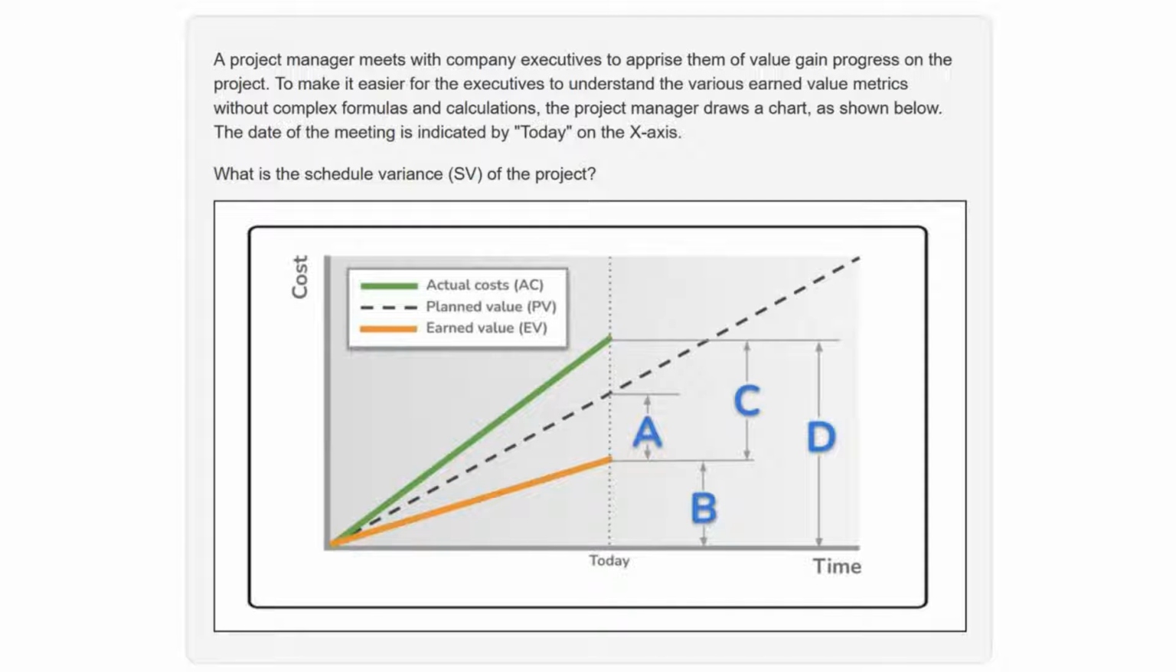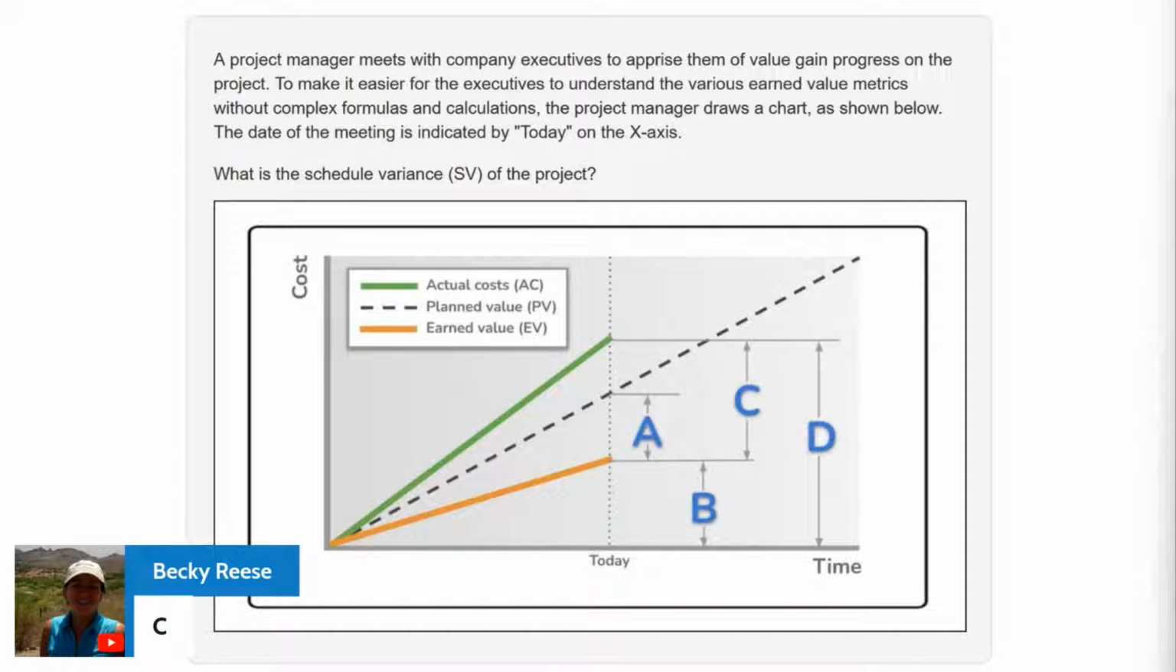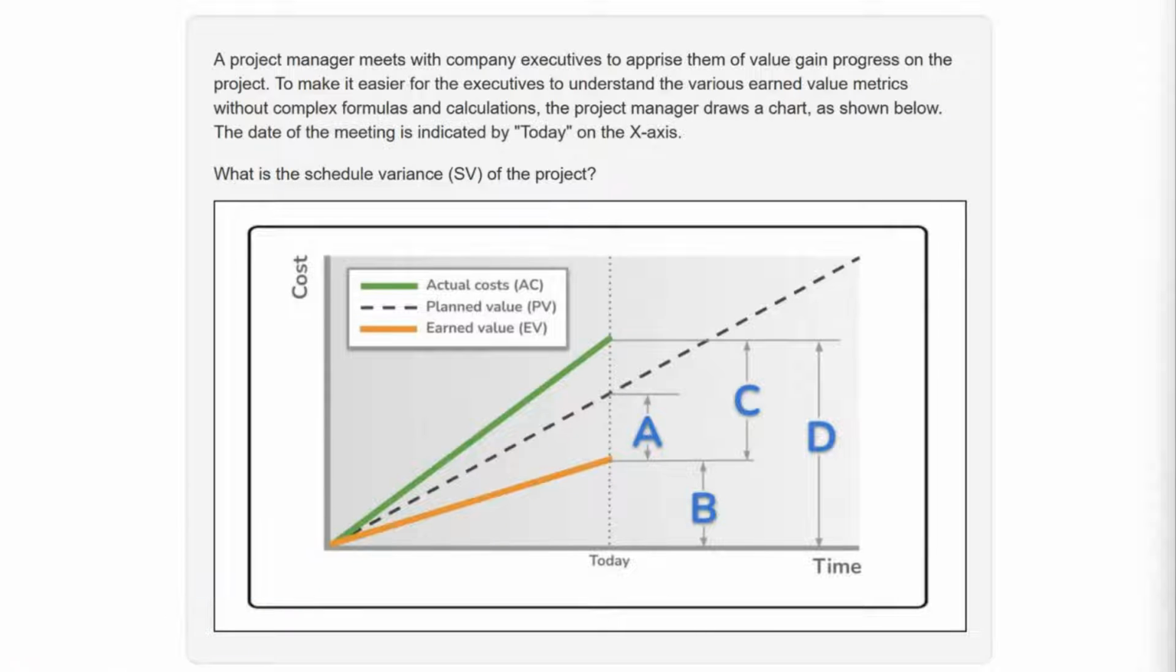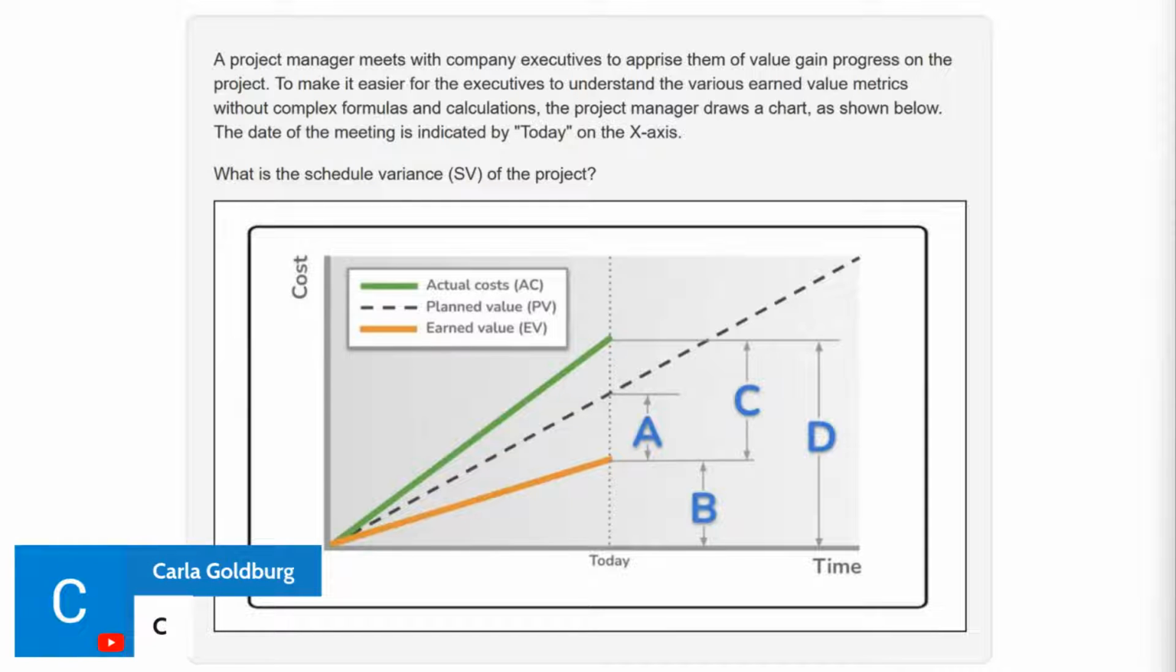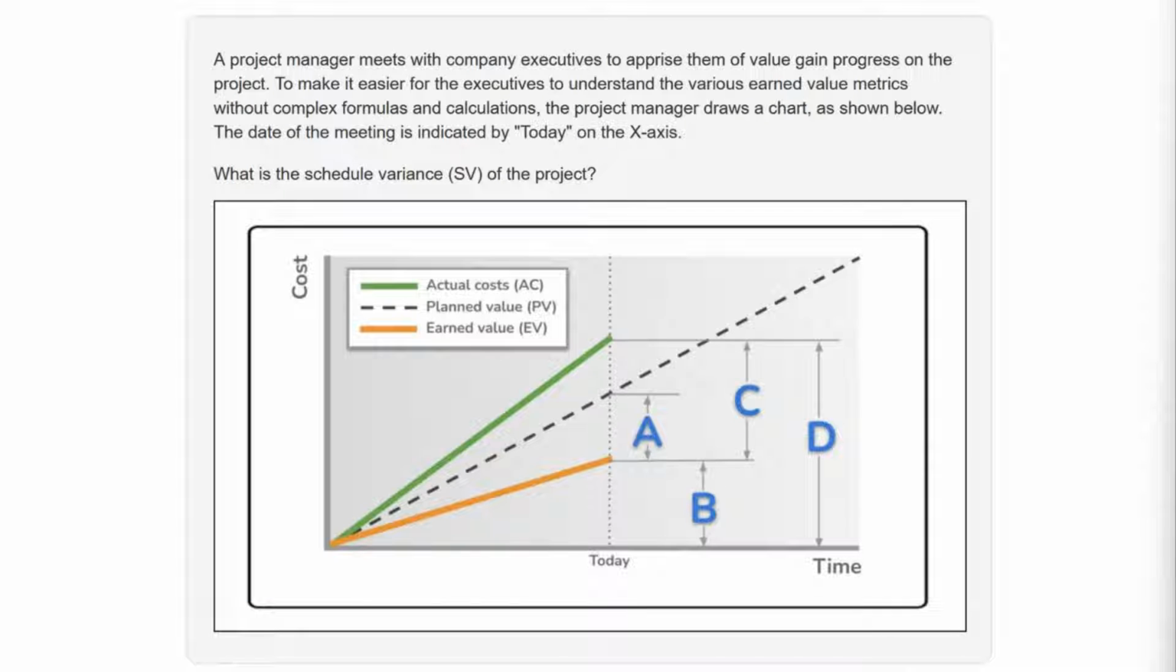All right, I'm going to give you 5 more seconds here. And I have a few answers coming in. We have Becky who said C. We have Brian who said A. We have Harish, I'm sorry if I mispronounce it there, who said A. Let's take a look. We have Carla who's also come in with C as well.